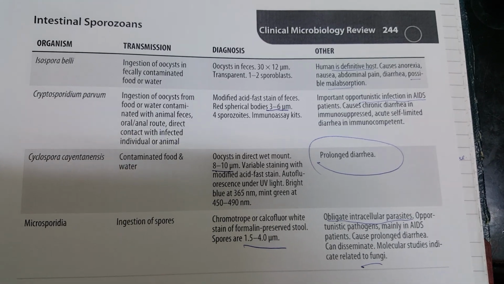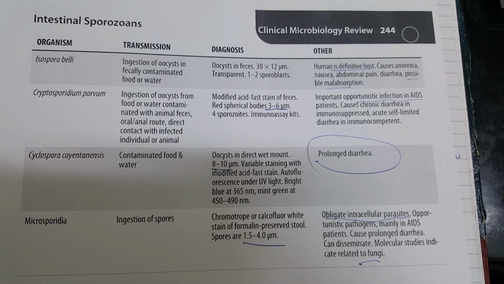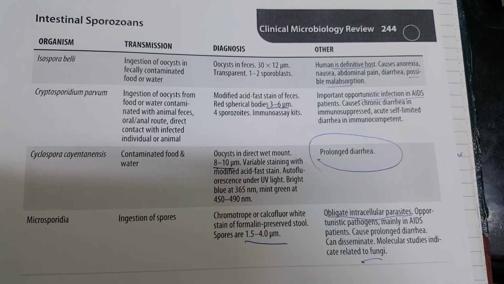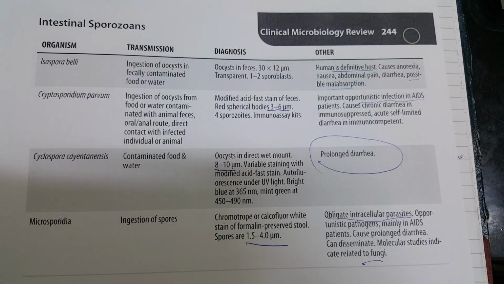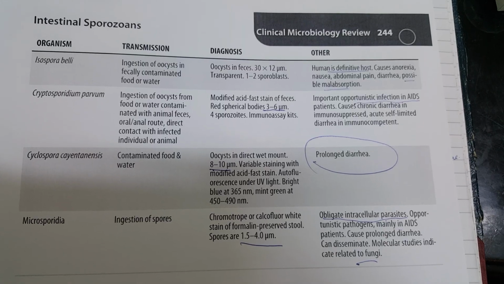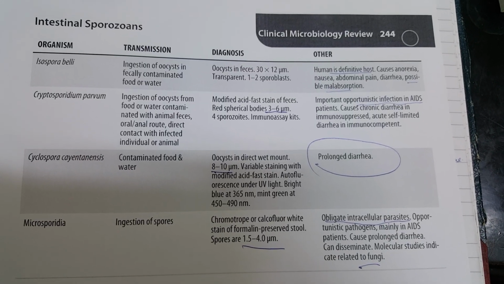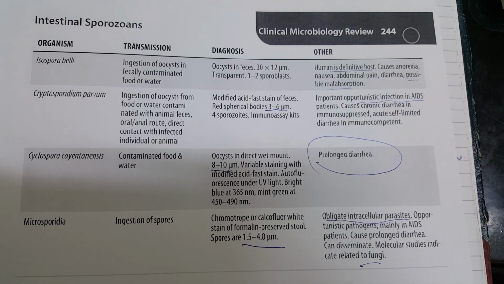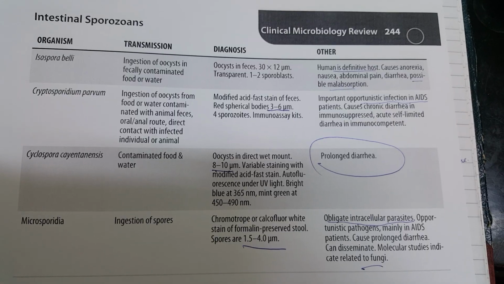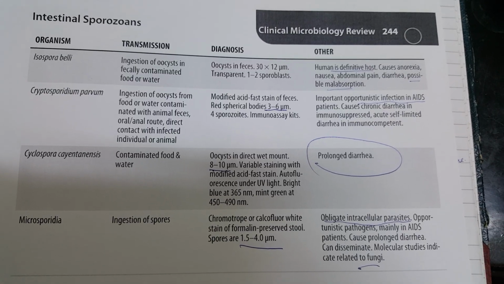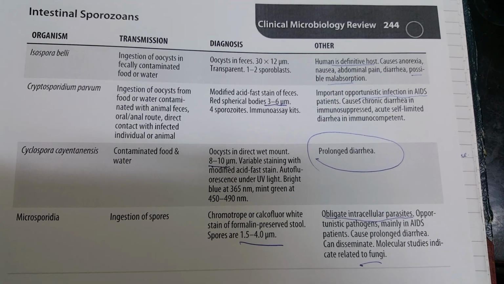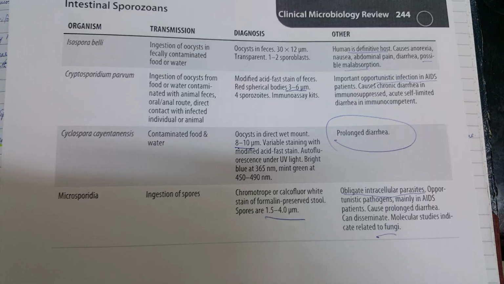Another sporozoan is Cryptosporidium parvum. It is also acquired by ingestion of oocysts from food, contaminated water, and animal feces, by the anal-oral route, and by direct contact with infected individuals and animals. For diagnosis, the modified acid-fast stain of the feces shows red spherical bodies of 3 to 6 micrometers with 4 sporozoites. Another important opportunistic infection in AIDS patients, it causes chronic diarrhea in the immunocompromised and acute self-limiting diarrhea in immunocompetent patients.